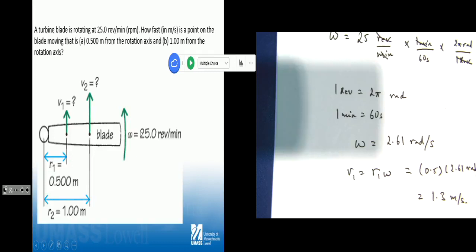Radians has no dimension. It's a ratio. It's the ratio of the length divided by length, the arc length over the radius. So radians as such has no dimensions. That makes sense? So when I multiply radians per second with meters, I get an answer in meters per second. Everyone must be with me so far. Radians are a dimensionless unit. Okay?